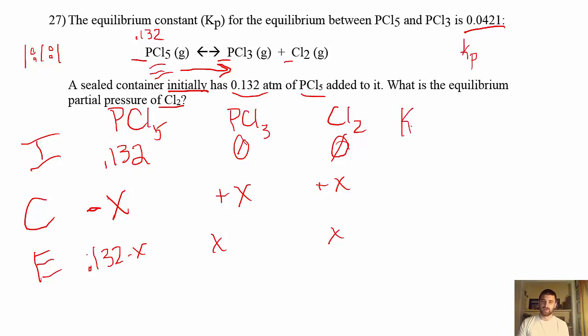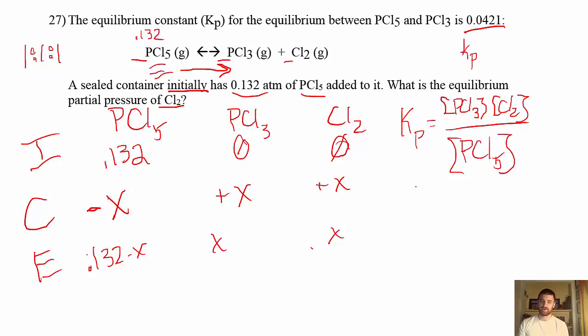So we know our Kp is going to equal the products, which will be PCl3 and Cl2, all over the reactants, PCl5. All right, and we're going to plug in some of those numbers now. We got x times x all over 0.132 minus x in parentheses. And that has to equal 0.0421.